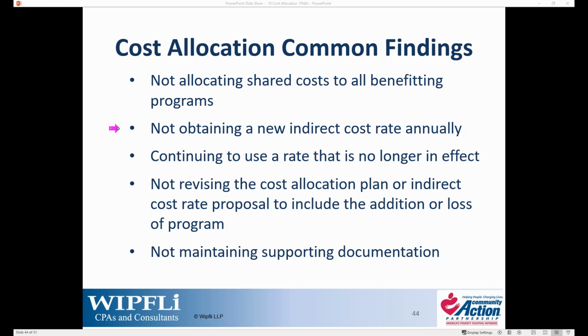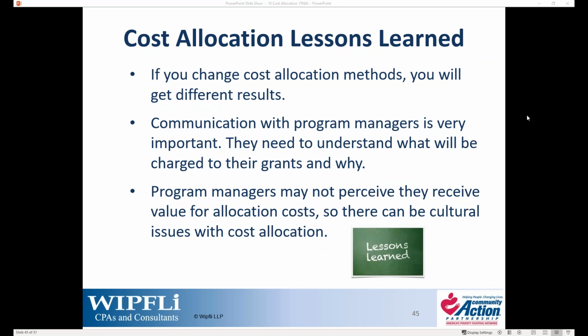Another common finding is agencies not getting new indirect cost rates on an annual basis, not revising their cost allocation plan or indirect cost rate proposal to include the addition or the loss of a program, and not maintaining supporting documentation. So these are all things that we see related to cost allocation that sometimes get organizations in trouble.